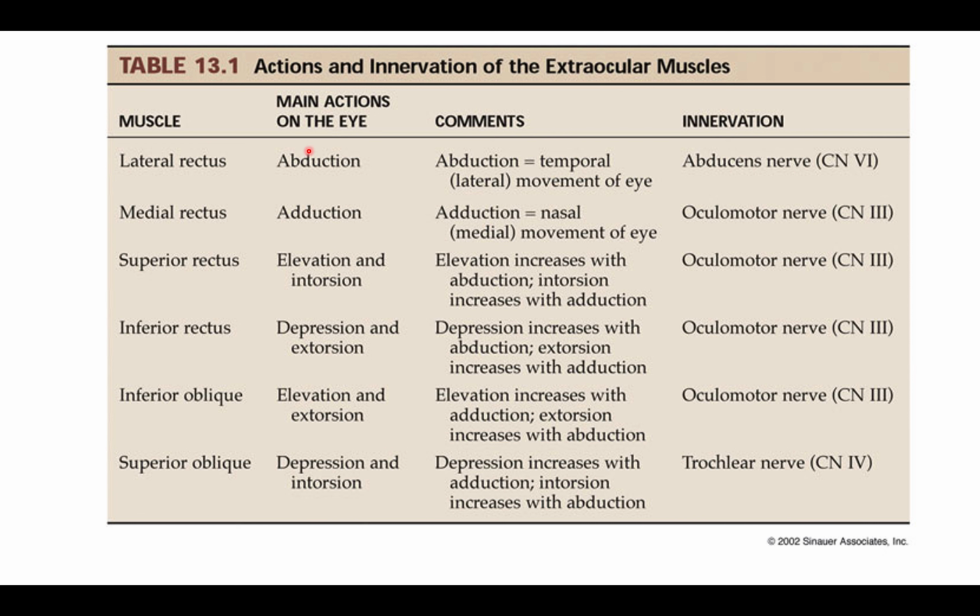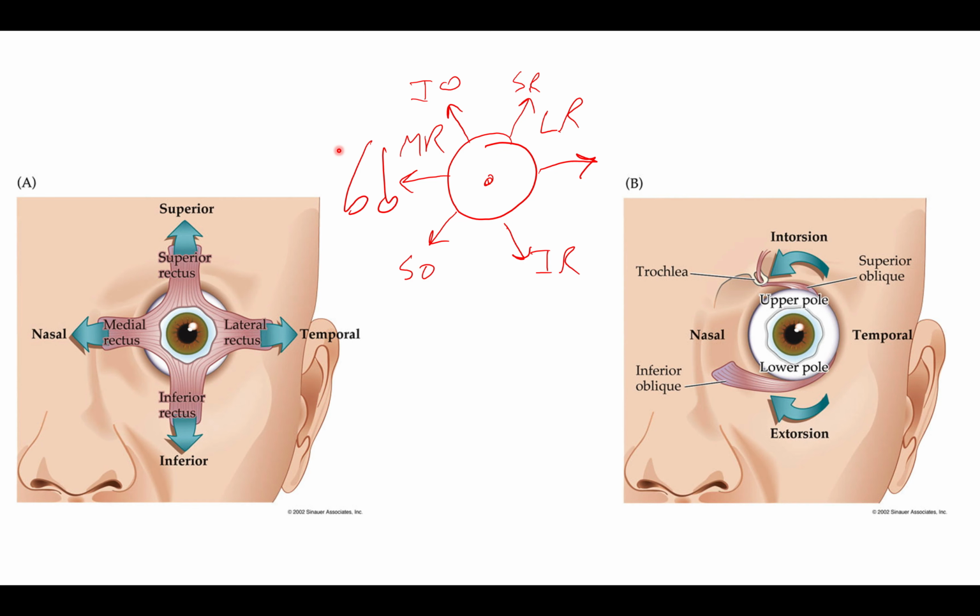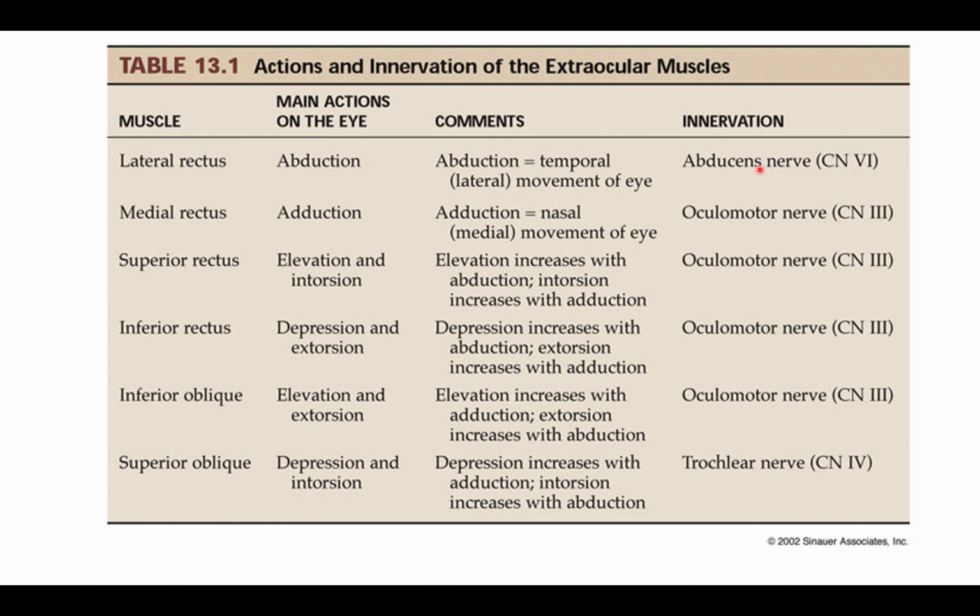So the lateral rectus is innervated by the abducens nerve, which is cranial nerve number 6. So it does what? Abduction. Abduction is the movement to the lateral side.